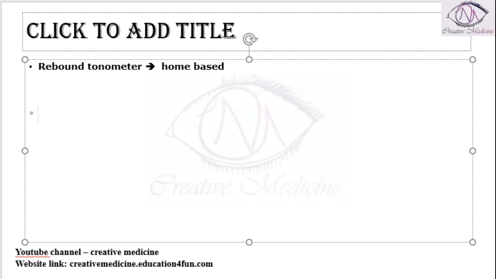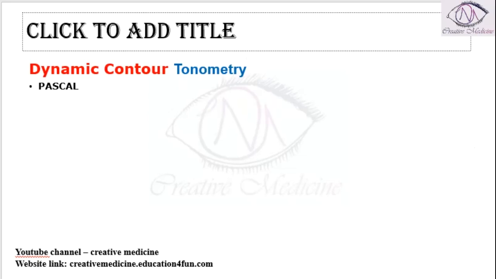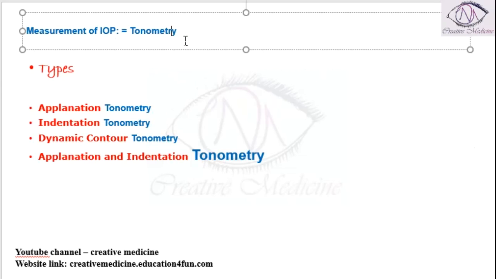Then among all these tonometers, which is the gold standard? Goldmann is the gold standard tonometer. So these are the types of the tonometer.